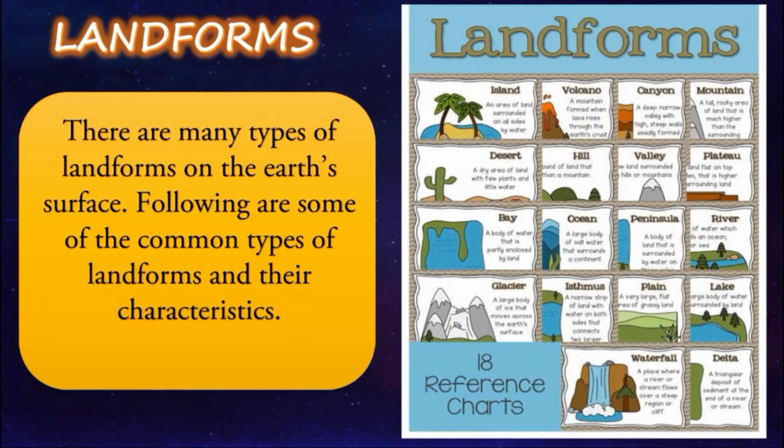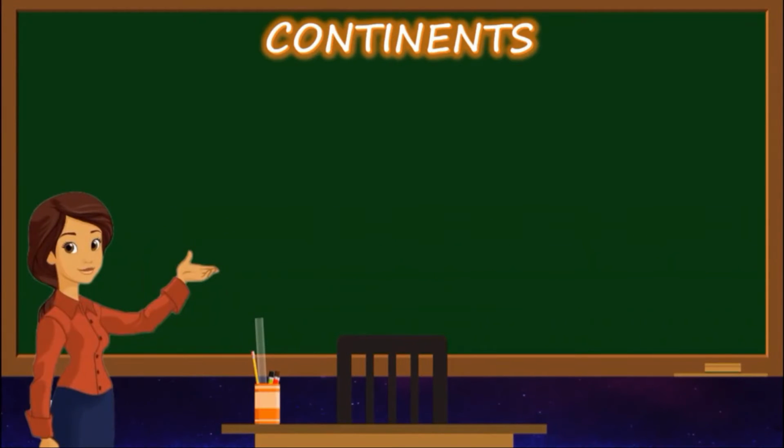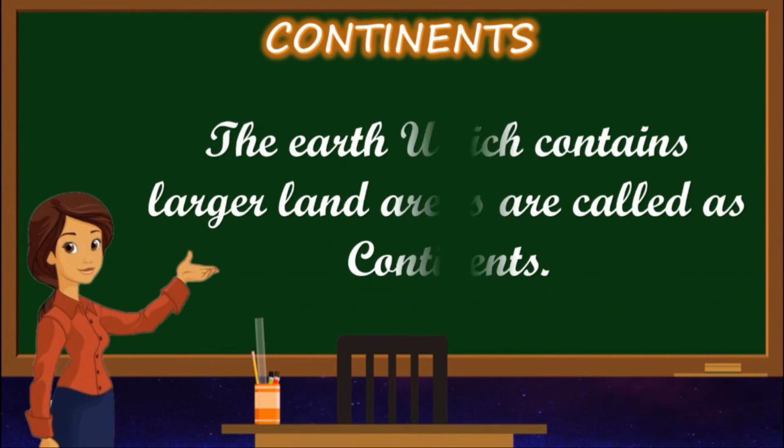The landforms include hills, mountains, plateaus, canyons, and valleys, as well as shoreline features such as bays, peninsulas, and seas, including submerged features such as mid-ocean ridges, volcanoes, and the great ocean basins. Next, we shall see about the continents. The Earth's larger land areas are called continents.